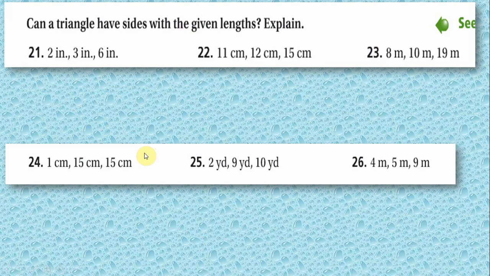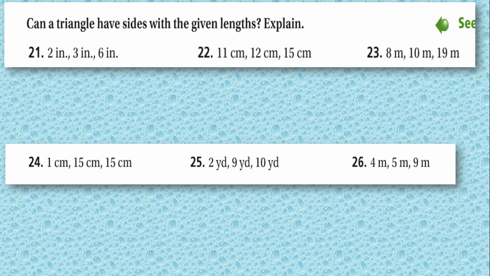Now, the very important inequality. In any triangle, the sum of any two sides must be greater than the third. The sum of the lengths of any two sides in the triangle must be greater than the third.